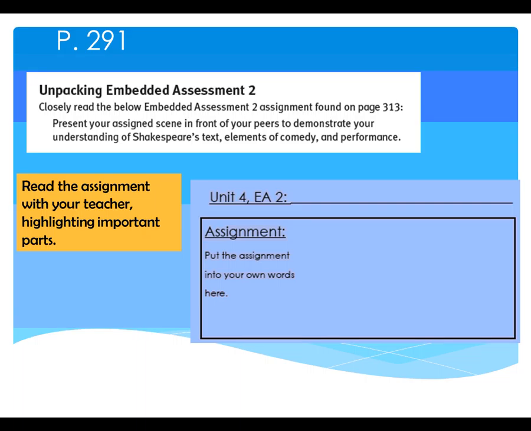All right, now, we're going to be taking this idea of performing, and we're going to move on to page 291. We're skipping the bottom half of 290. On page 291, it's about a quarter of the way down. You're going to see that heading that says Unpacking Embedded Assessment 2. And you're going to see the assignment. It is a single sentence. It starts with present. Could someone just read that for us? Go for it, please. Present your findings and your skills to ensure your understanding of Shakespeare.